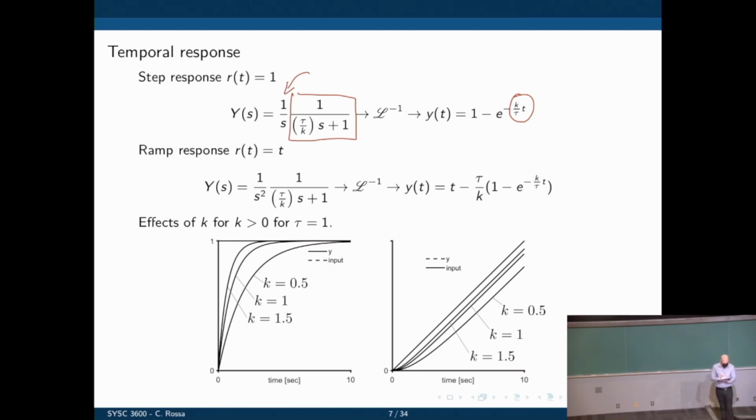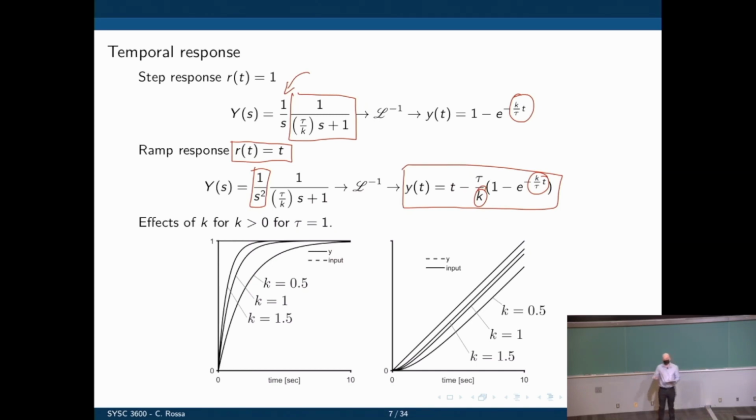If you give the system a ramp, now r(t) becomes t. The Laplace transform is 1 over s squared. And when you take the inverse Laplace transform, this is the result. We see again K affecting the transient response there. The greater K, the less transient we see, the faster the system responds, because the exponential decays faster.